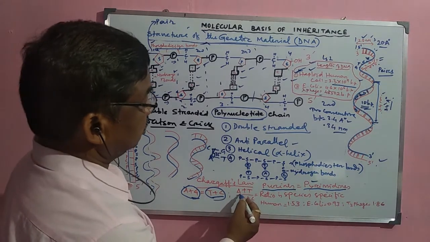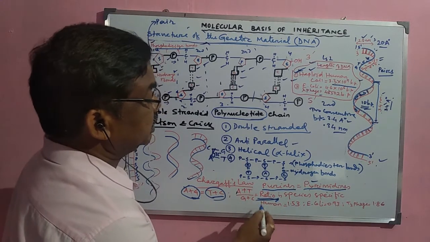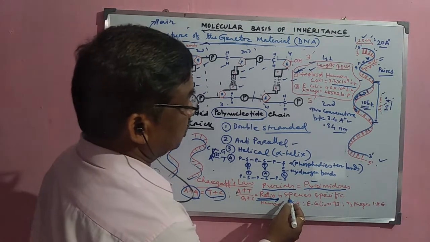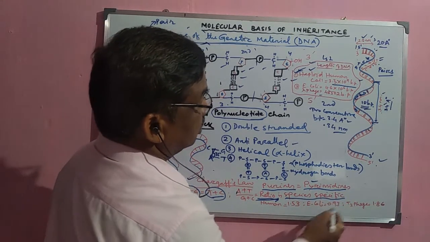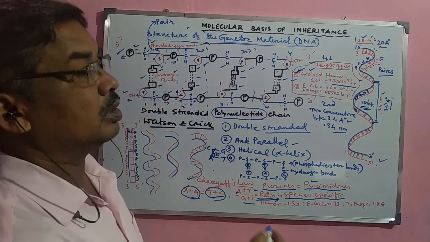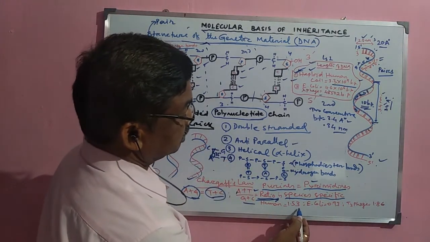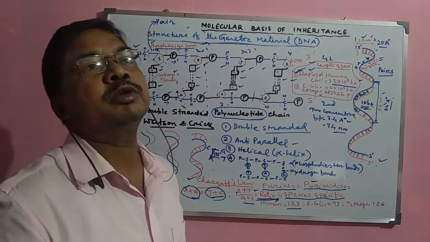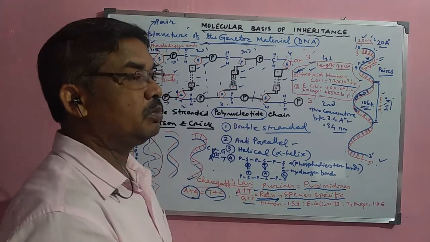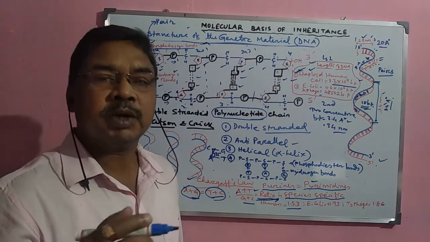Now, the ratio of A plus T by G plus C is an indicator of a particular species. This ratio is very much species specific. That means the ratio of A plus T divided by G plus C in a particular species of organism is constant. In the case of human beings, this ratio is 1.53. Human beings, who have 46 chromosomes, always have a ratio of 1.53. So it is species specific, and we can identify the species by it.